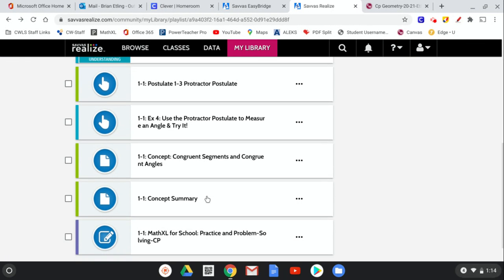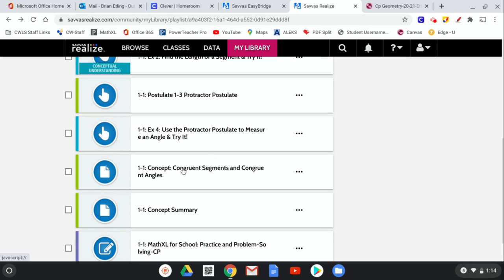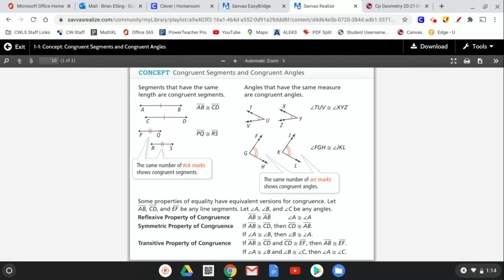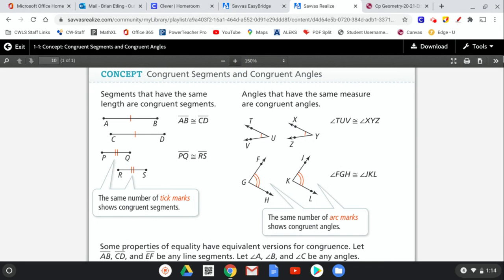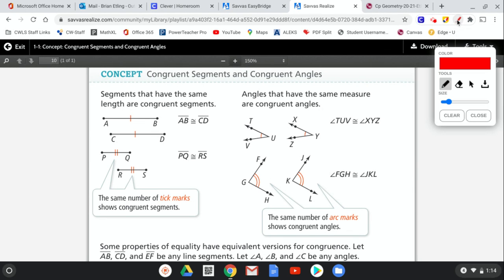So the next thing that I want to talk about is congruent segments and angles. This is something very important, guys, and make sure you're paying attention, because we're going to use this for the rest of the year, okay? So for congruent segments, we're going to use these things called tick marks. They're just a little mark on the line. What it's telling us is AB is congruent to CD.